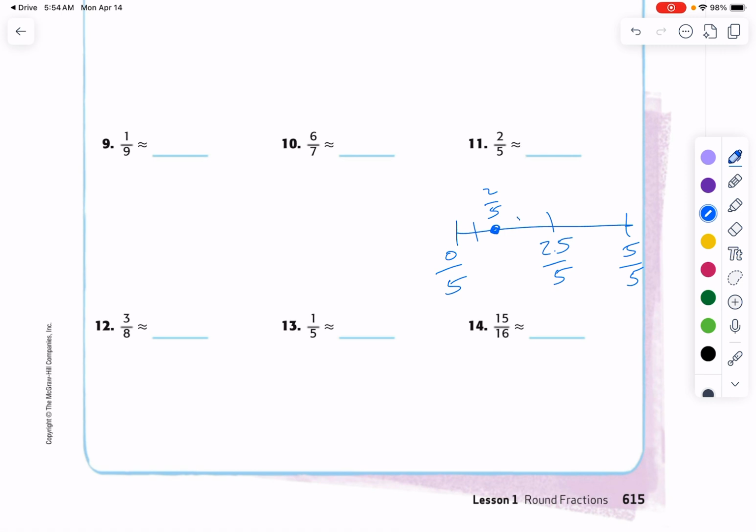1/5, 2/5, 3/5, 4/5. Oh, wait a minute. Hang on a second here. 1/5, 2/5, 2.5. There we go. So that would be an acceptable amount of work to show your logic.